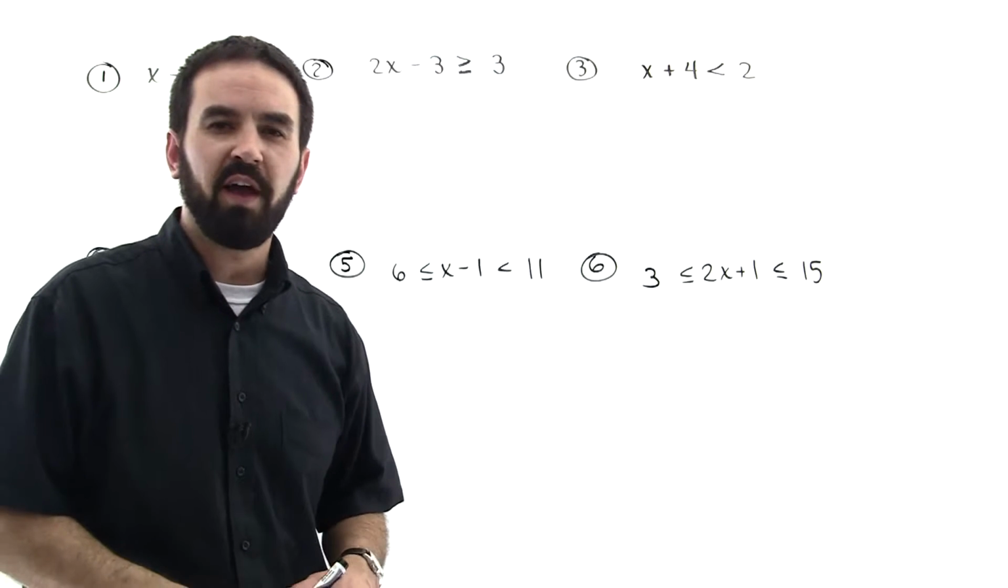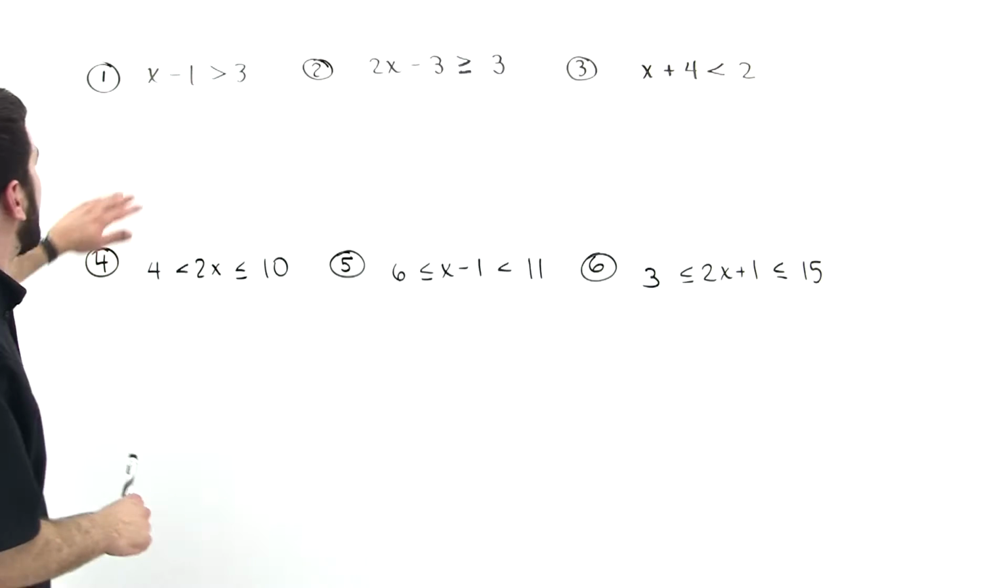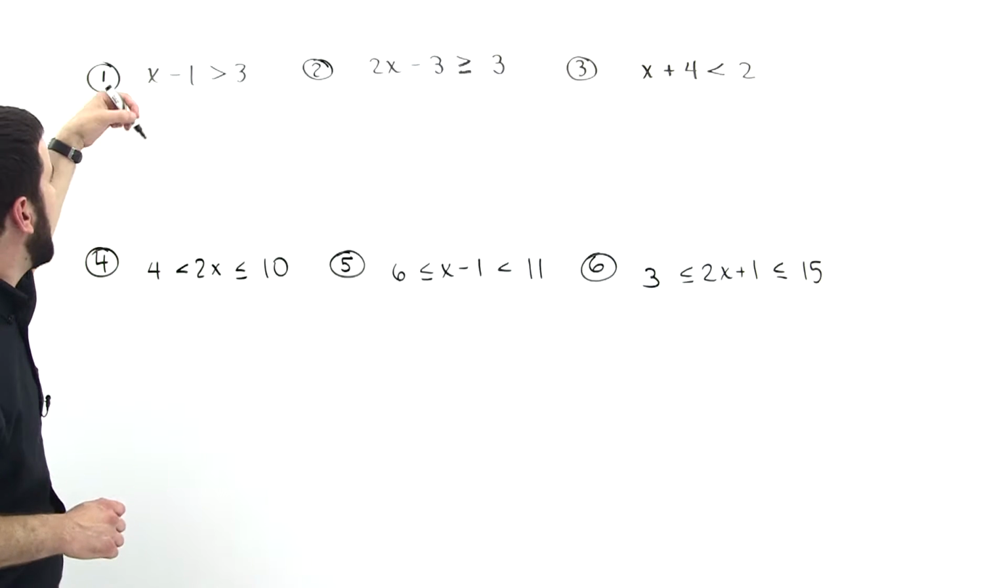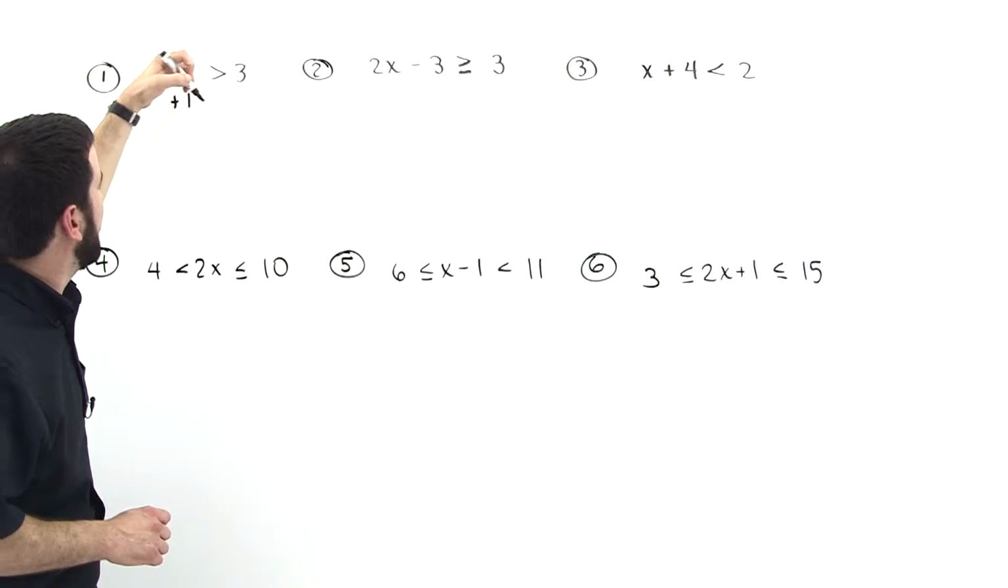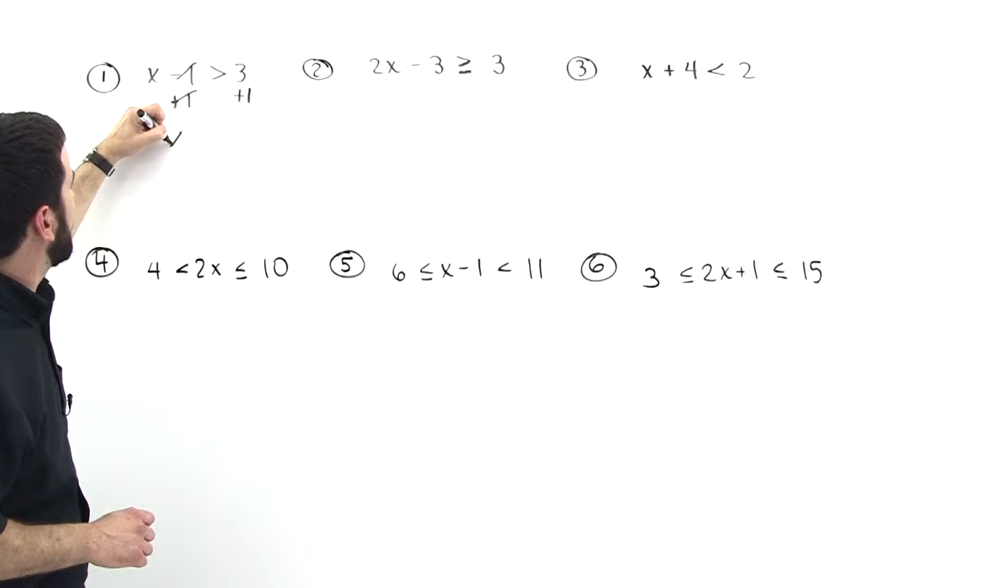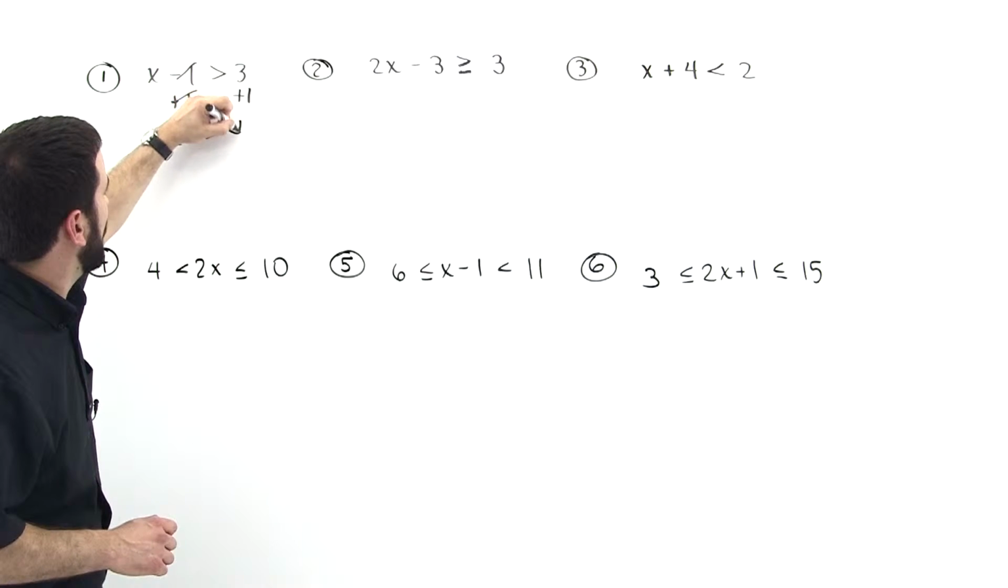Let's solve and graph these inequalities. The first one is x minus 1 is greater than 3. So the first thing we're going to do is isolate the variable by adding 1 to both sides. We see that this cancels, and we're given that x is greater than 4.